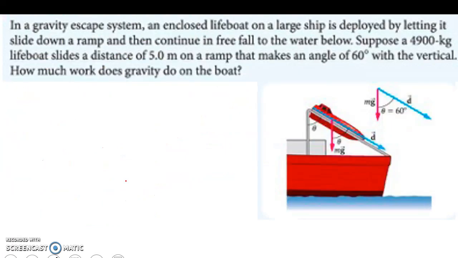Another example, here we're going to use the whole theta thing. Again, we know work is force times distance times cosine theta. So in a gravity escape system, a lifeboat on a large ship is deployed by letting it slide down a ramp and then continue in free fall to the water below. Suppose the boat slides a distance, which we have here, at an angle of 60 degrees. So right away we know we have an angle.